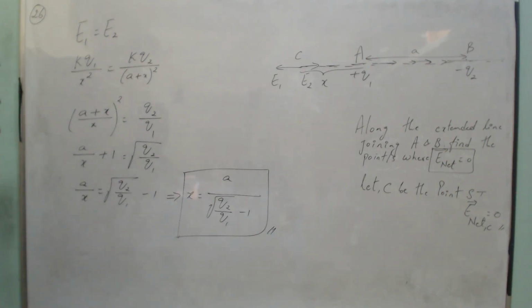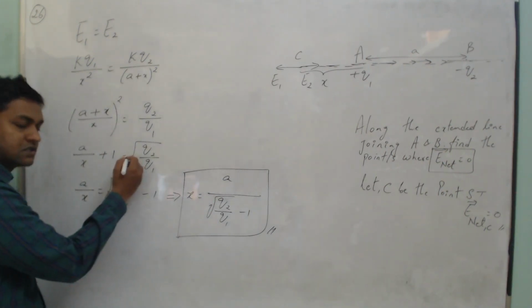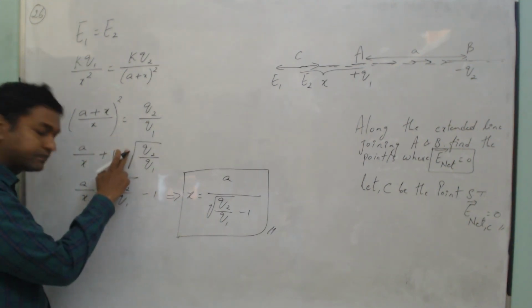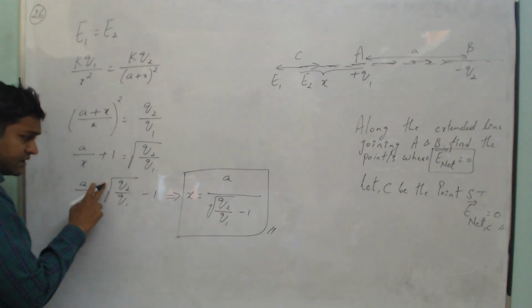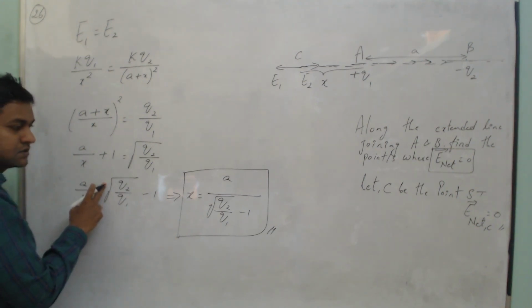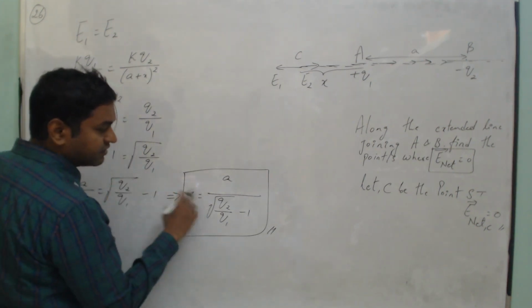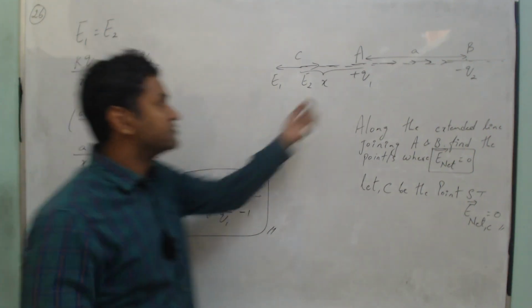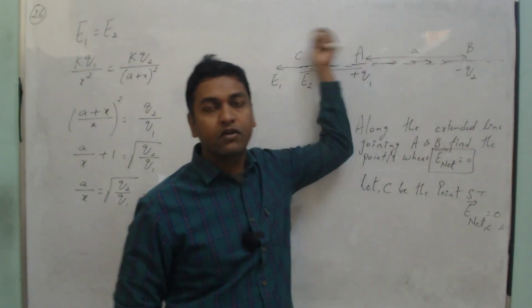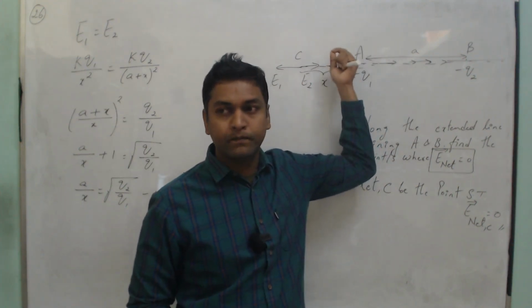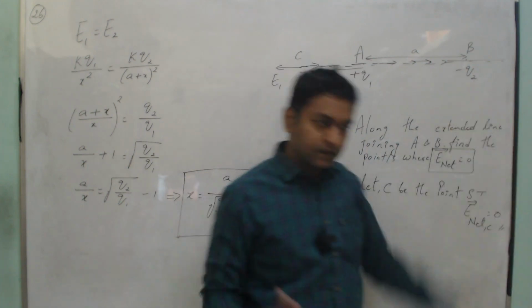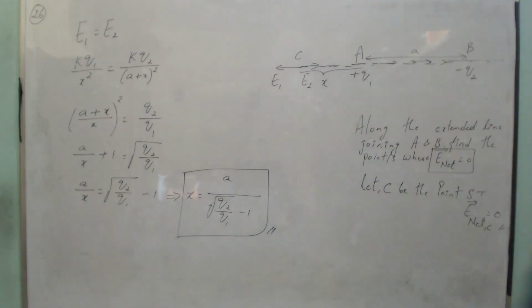Again, here you can say there is plus or minus when I take the under root. If I take it as minus, then this will be minus. I will get x as negative, which will come in between A and B according to my diagram, which is not possible.